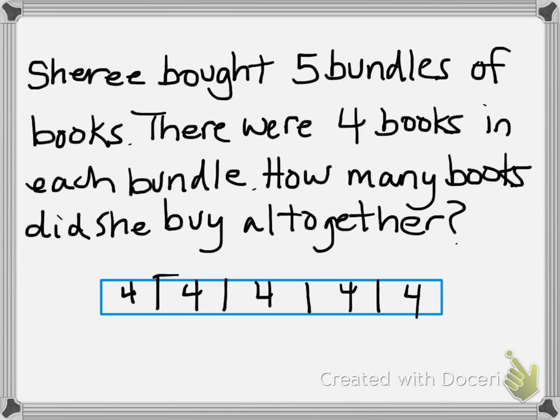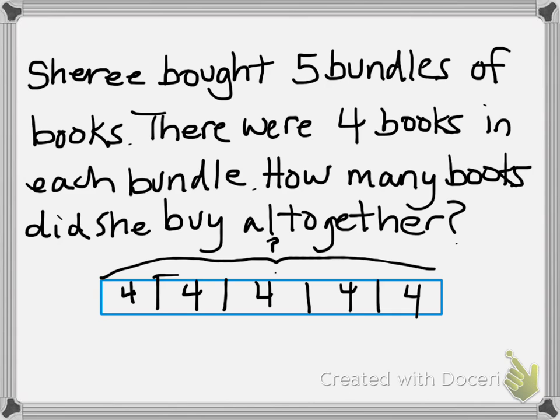And then what are we trying to find? We're trying to find out how many books she bought altogether. So this is my question mark, if you can see that. We know that there were 4 books in each of the 5 bundles, and we are looking for, when we put all of those bundles together, how many did she buy?